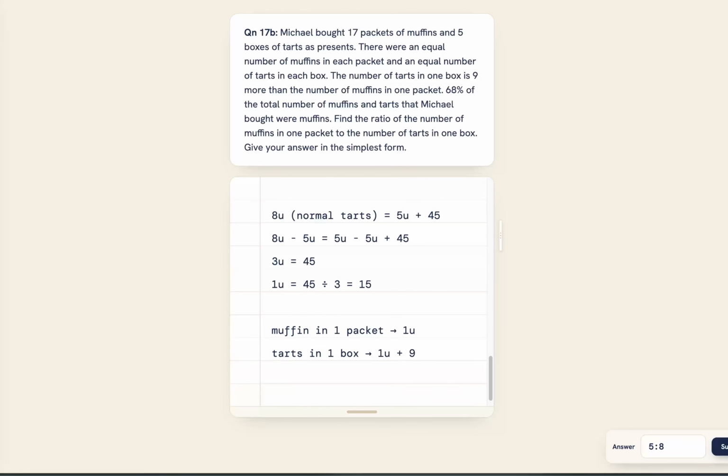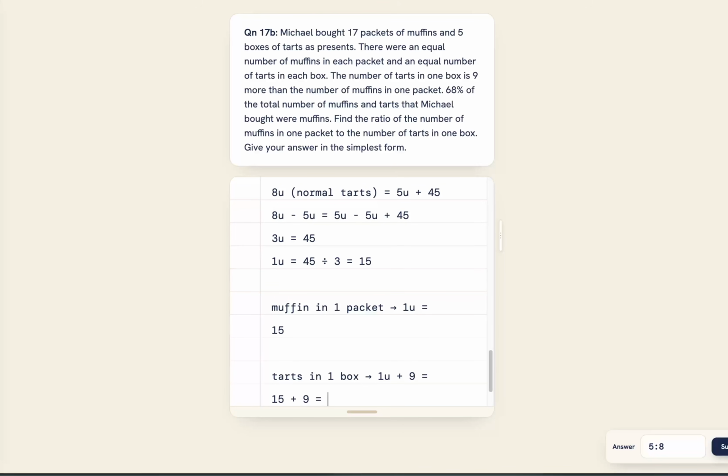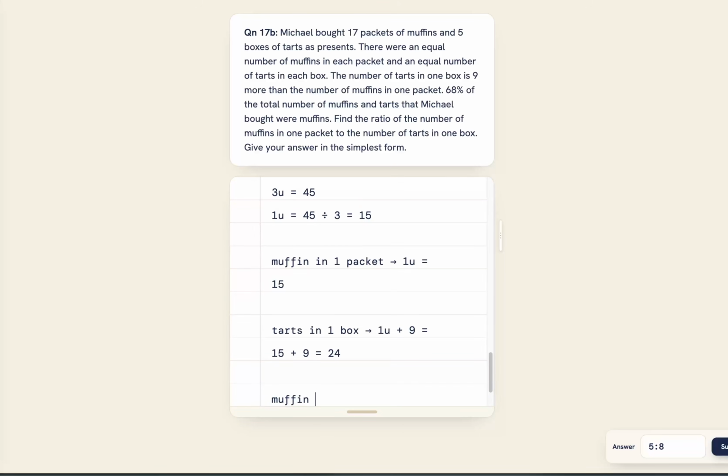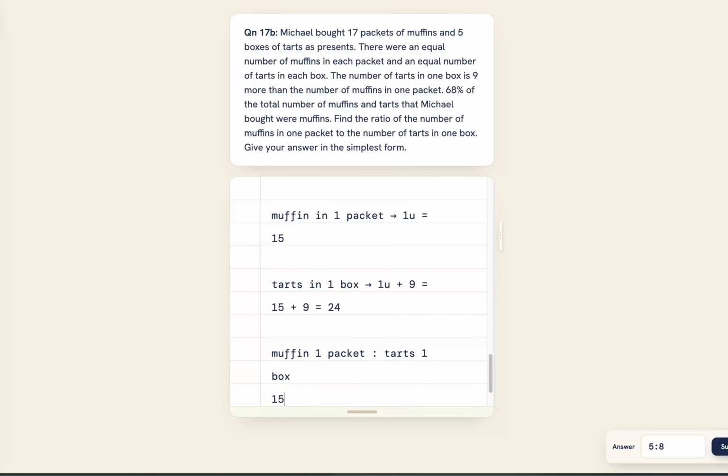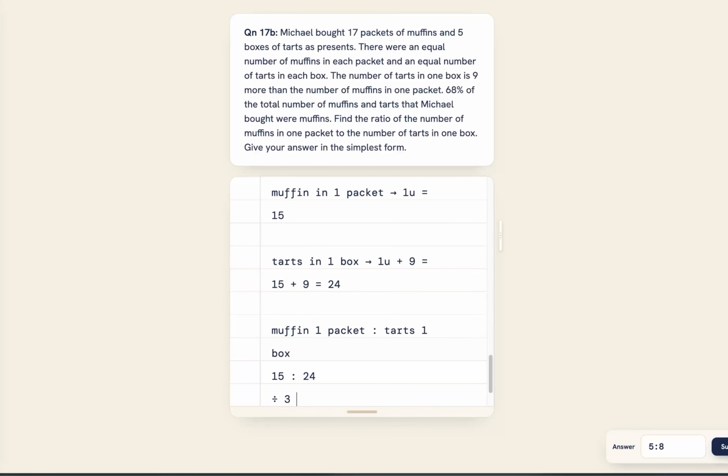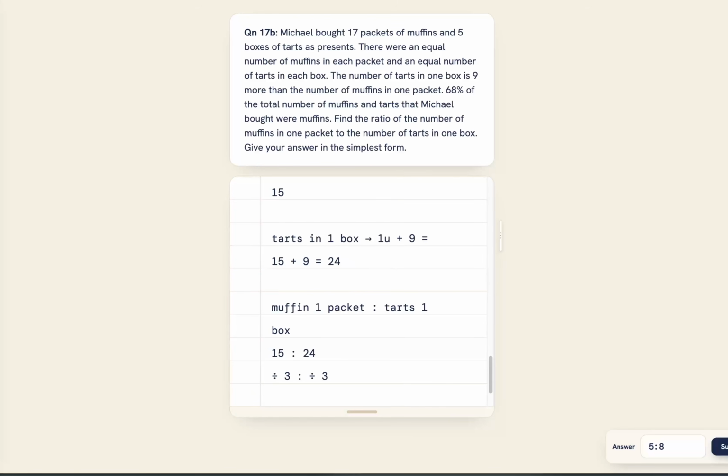So therefore, if we were to put it into a ratio, muffins in one packet will be 15, then tarts in one box will be 15 plus 9. This will give us 24. Therefore, muffins in one packet is to tarts in one box will be equal to 15 is to 24. If we were to simplify this, we divide by 3 on both sides. This will give us 5 is to 8. Okay, there you go. So that's the answer.